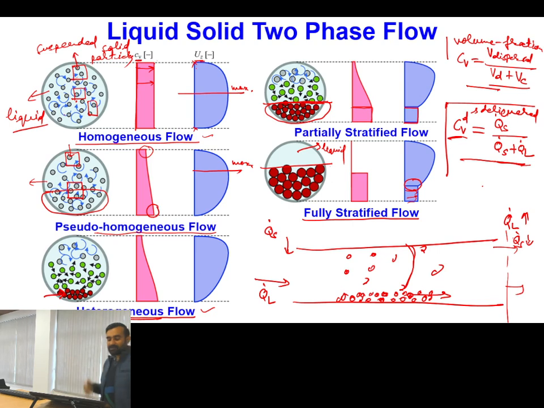So in the case of heterogeneous flow, our delivered volume fraction decreases once the settling of the particles starts within the pipe. Is this point clear?